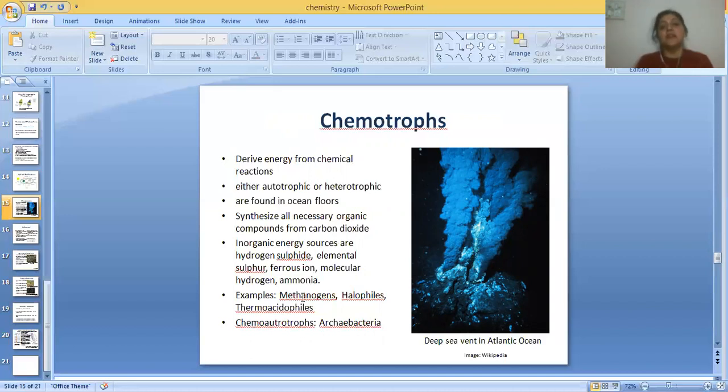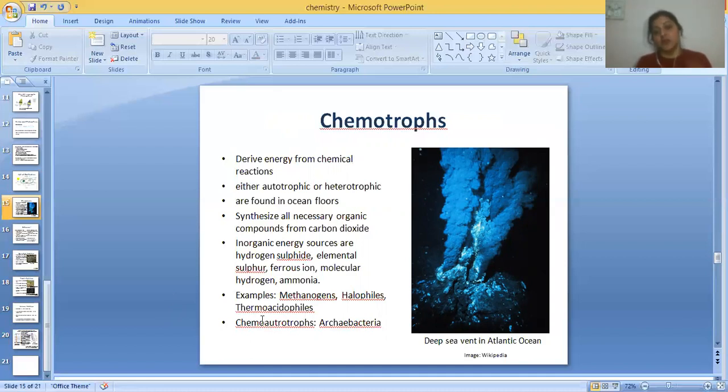Examples are methanogens, which produce methane as a byproduct. Halophiles are those organisms which thrive in salt conditions. Thermoacidophiles are those organisms which survive in high temperature and low pH. And examples of chemoautotrophs are archaebacteria.